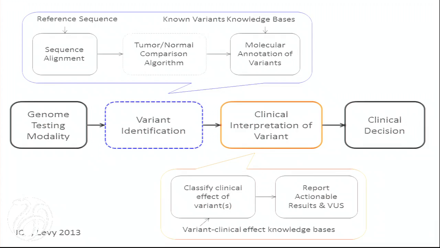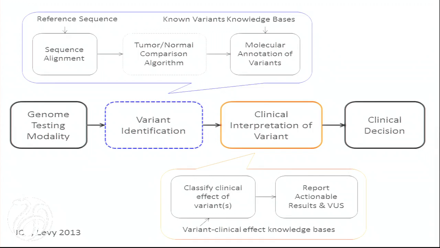And then finally, you need to do a molecular annotation of these variants, where you need to have a known variant knowledge base. Finally, after you've called your variants in the first place, you now need to do a clinical interpretation of these variants. And you need to be able to classify the effect of the variant, whether it's diagnostic, prognostic, predictive, and its likely effect on patient care. And for that, you also need a knowledge base of the clinical effect of variants.